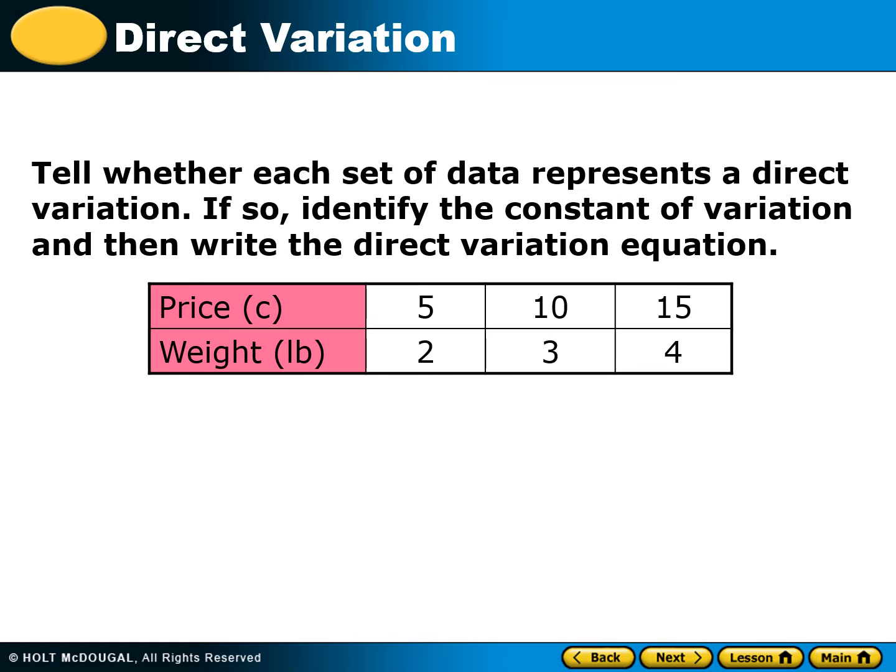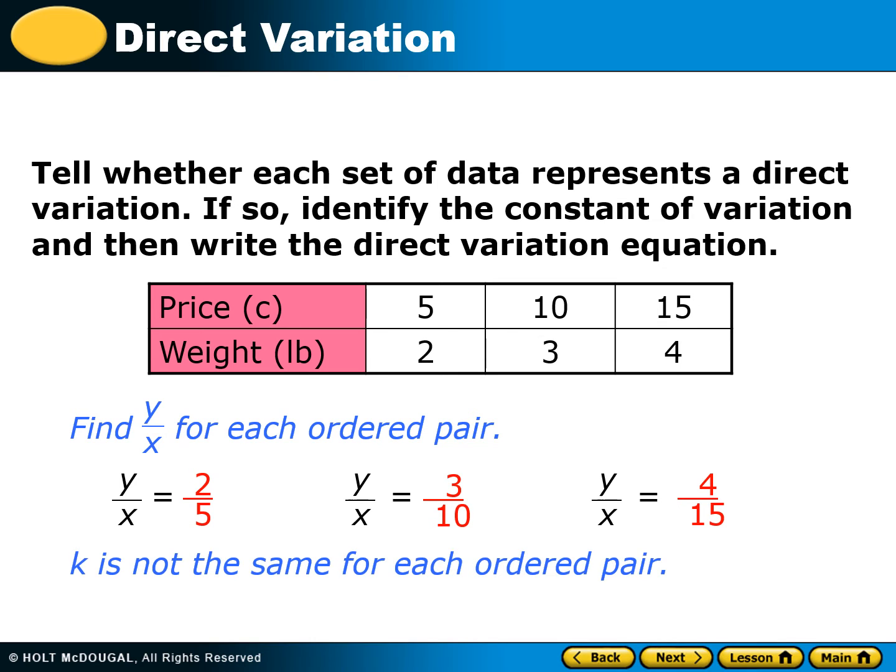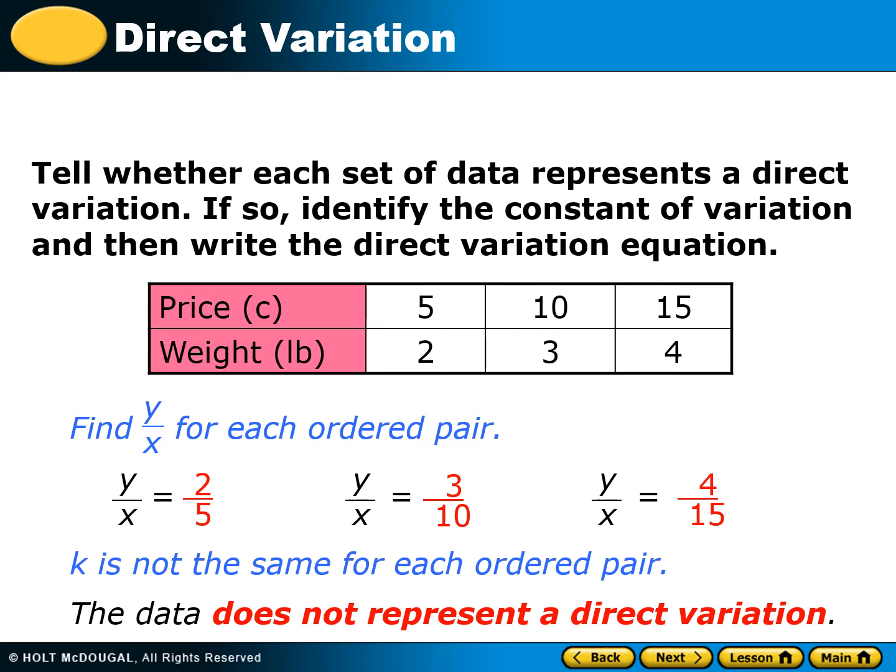Now let us have another one. We have the price and the weight. Let us see if this data represents a direct variation. The first thing we need to do here is to find k. As you can see, we have 2 over 5, and then 3 over 10, and 4 over 15. What can you conclude from this? k is not the same for each ordered pair. Therefore, the data does not represent a direct variation.